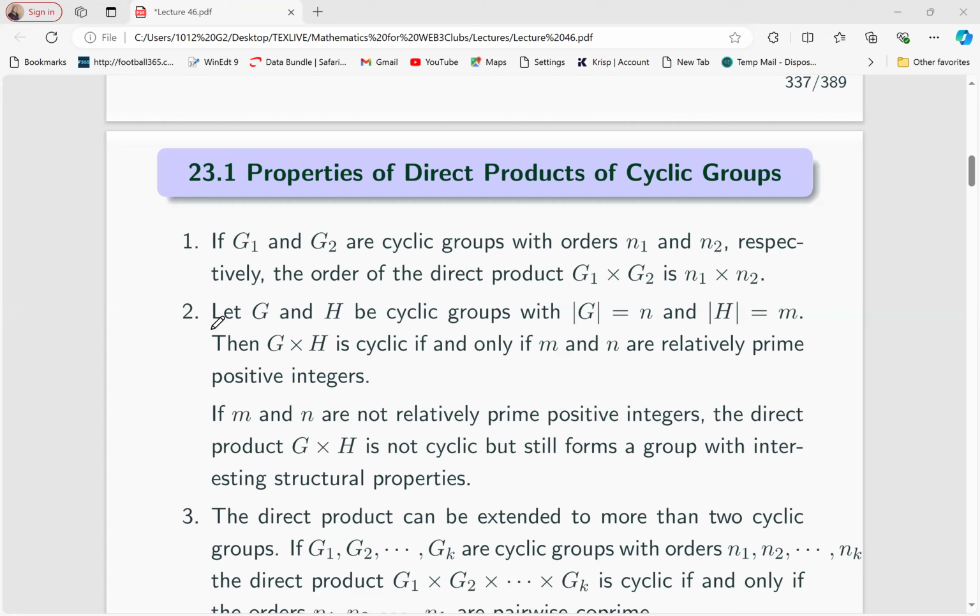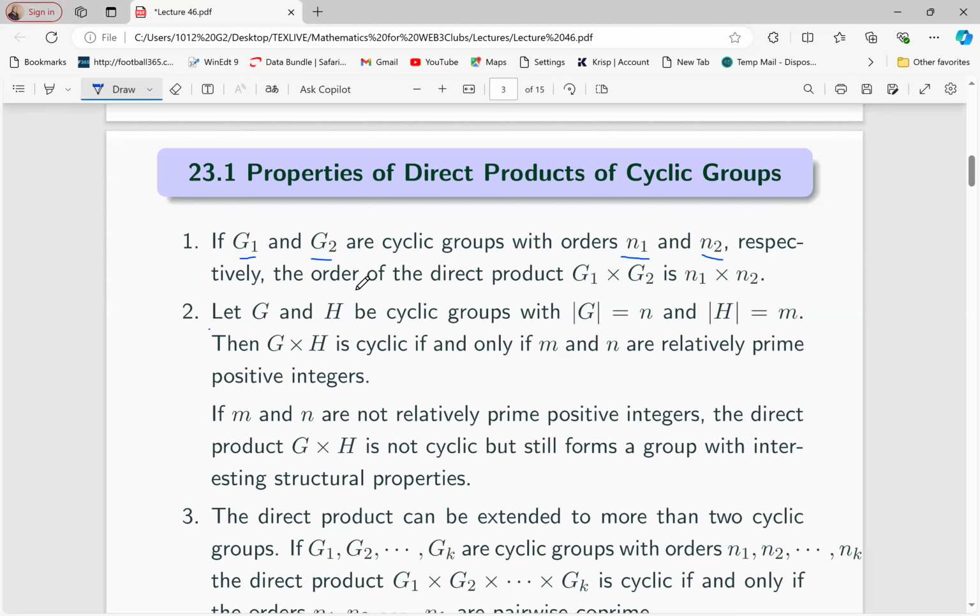So the first property here: if you're given group 1 and group 2, and both of them are cyclic, and let's say that the order of the first group is N1, and the order of the second group is N2, then the order of this product will be this product.